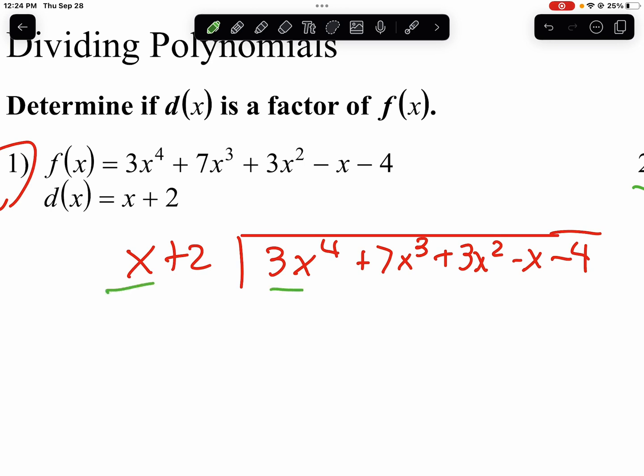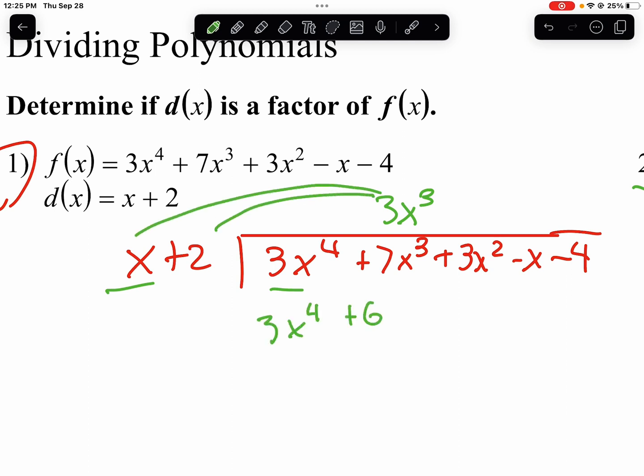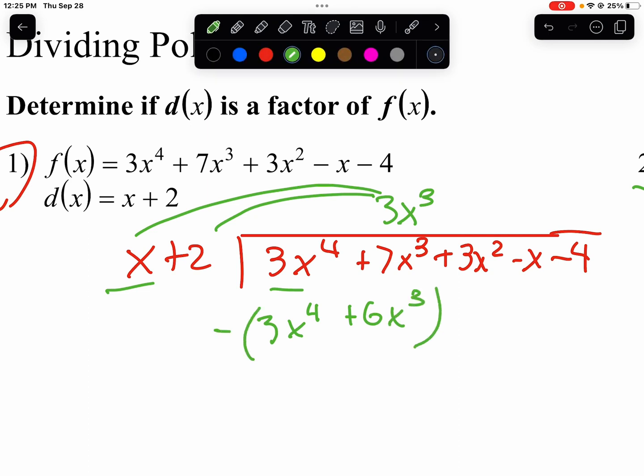X times what gives me 3x to the 4th? 3x to the 3rd. When I distribute, it's going to give me 3x to the 4th. If I distribute, I'm going to get 6x to the 3rd. And I'm going to have to subtract this. Okay? When I distribute, I'm going to get a negative and a negative, which then cancels, and then I get x cubed.